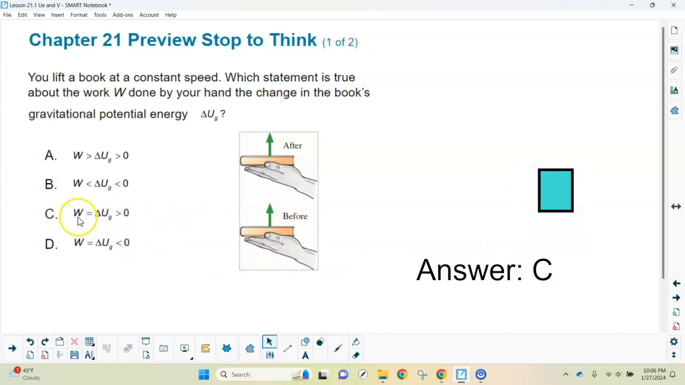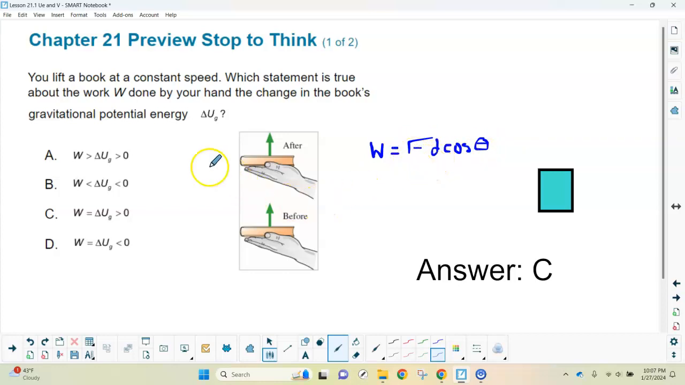The work done on the book is equal to the change in gravitational potential energy, and those are both greater than zero. One of the ideas for work was F D cosine theta. Force is just the amount of force. D is the distance that it moves, so that would be the distance that it moved up. The force is going up, and so there's a displacement up. Theta is the angle, and this is important later, the angle between the force and displacement. They are pointing the same way, so that cosine of theta would be one.